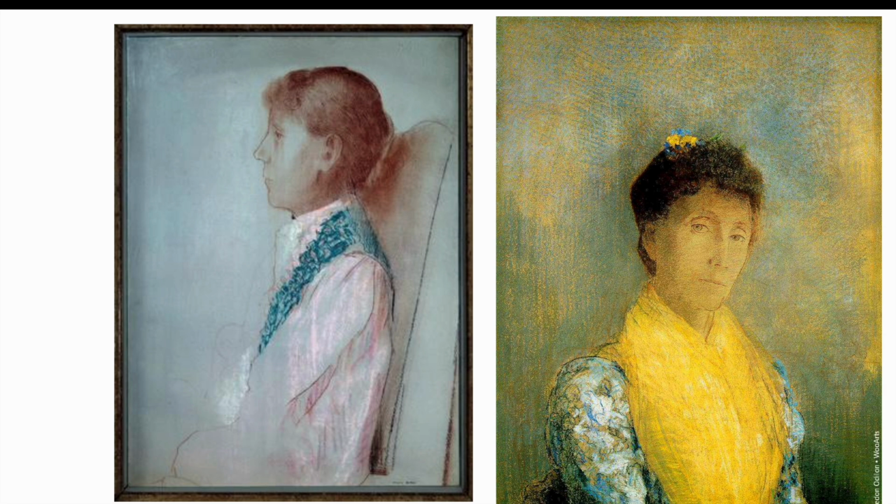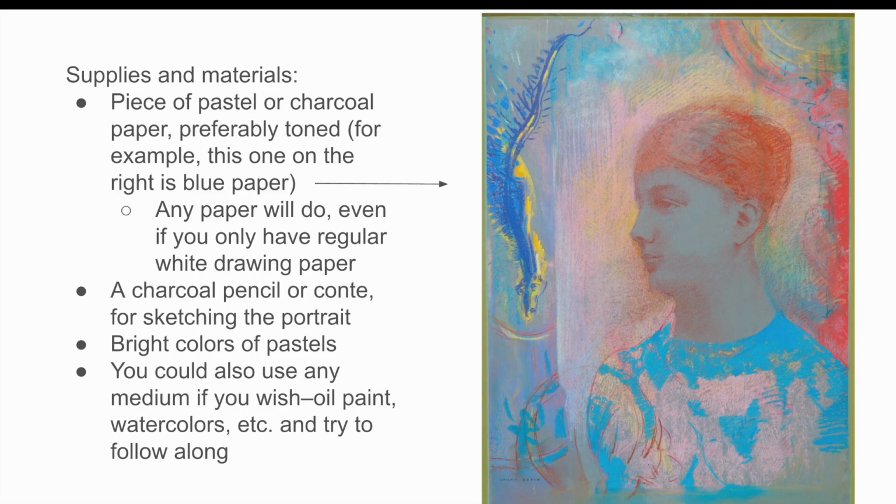So a couple more examples here. These are portraits of people he knew. All right, and we're on to the supplies. All right, so I talked about this. I have a piece of pastel or charcoal paper, preferably a colored one. This example on the right here, you can see he did on blue paper, and he drew the person with a red or pink color of chalk. Right? Any paper will do.